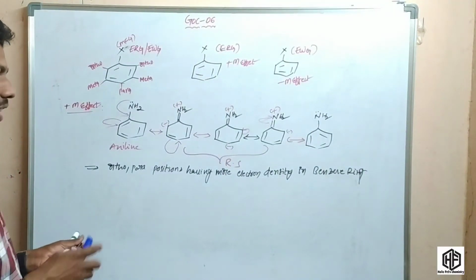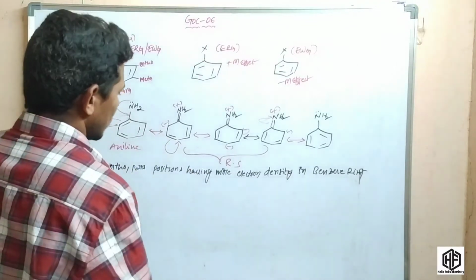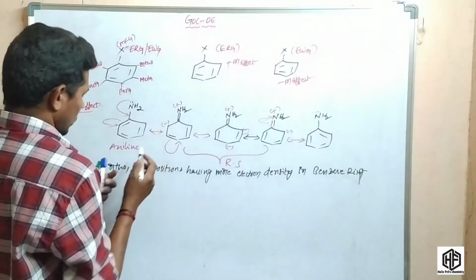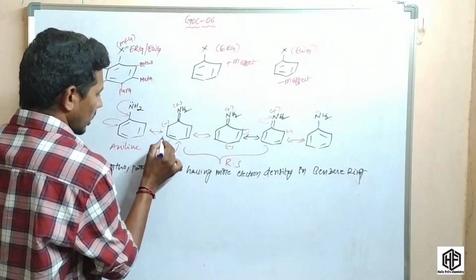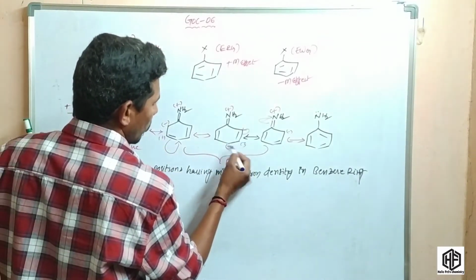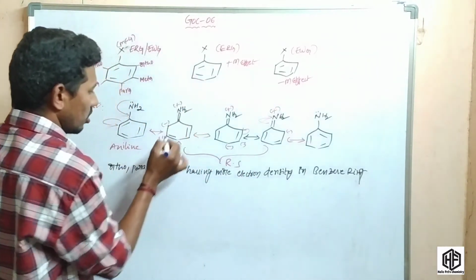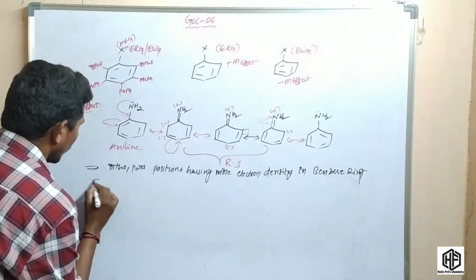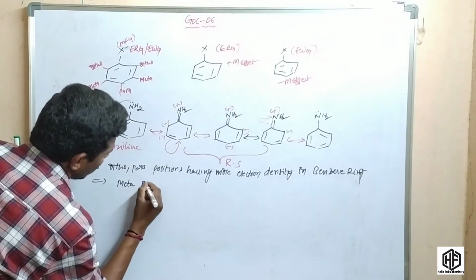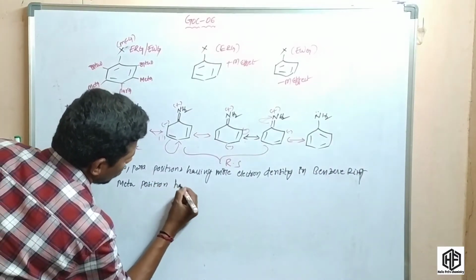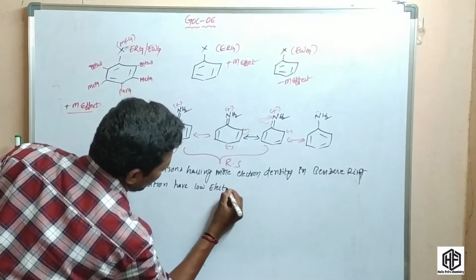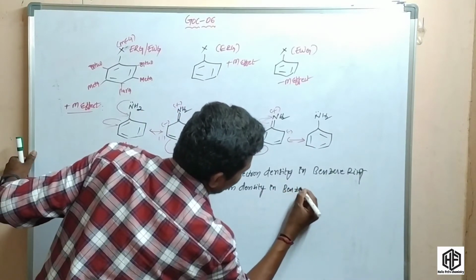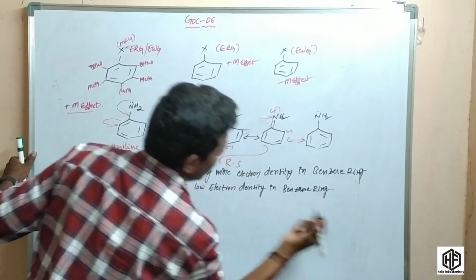Now we are going to discuss, for example, when ortho and para positions are getting negative charge, here this is the meta position. This position is getting a positive charge, and this position is also getting a positive charge. This is the meta position, this is the functional group, this is the meta position, this is also the meta position. The meta position has low electron density in the benzene ring.